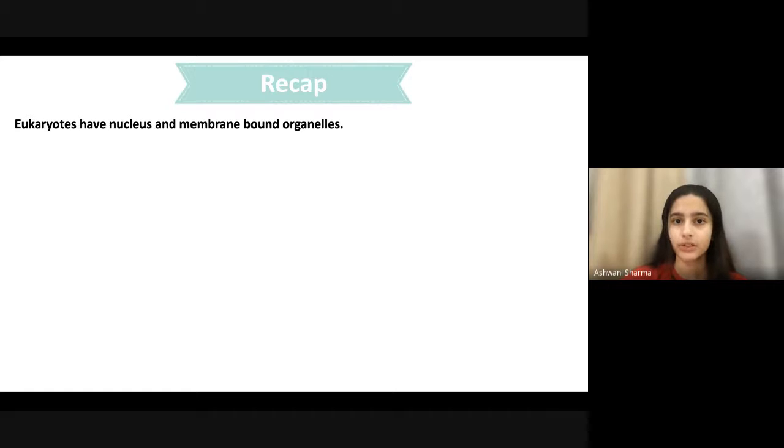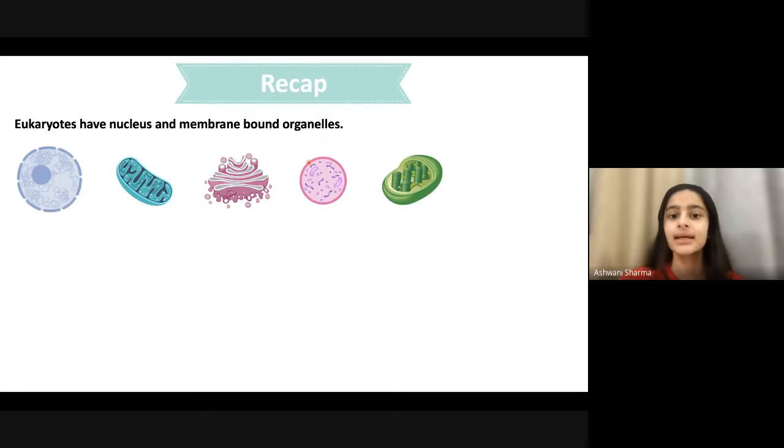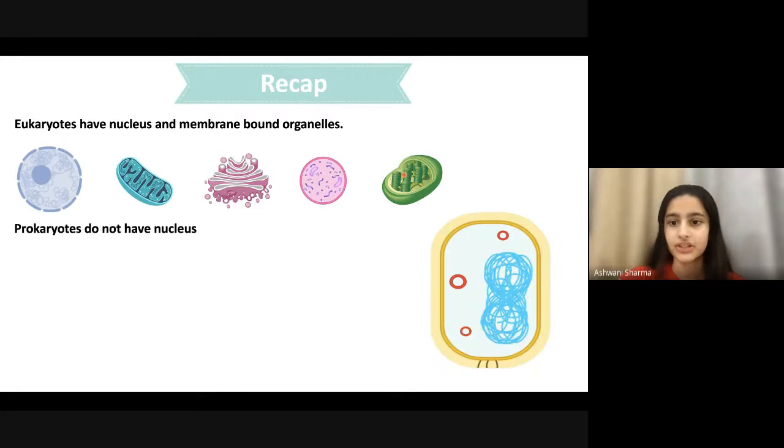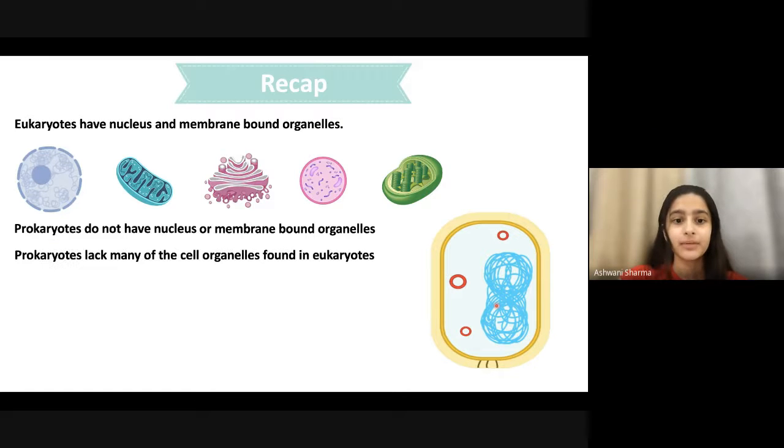We have learned about eukaryotes and prokaryotes and the differences. The main differences between eukaryotes and prokaryotes are that, one, eukaryotes have a nucleus and membrane-bound organelles such as mitochondria, Golgi apparatus, the lysosomes, chloroplasts, etc. Whereas the prokaryotes, they do not have a nucleus, their genetic material floats freely in the cytoplasm, and they also do not have any membrane-bound organelles. In fact, prokaryotes lack many of the cell organelles which are found in eukaryotic cells.